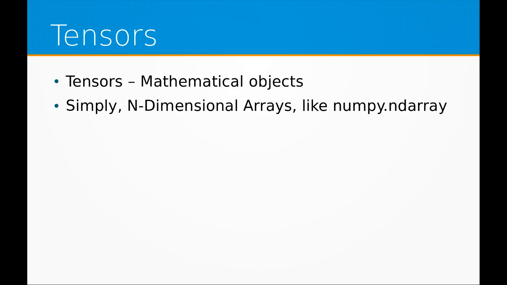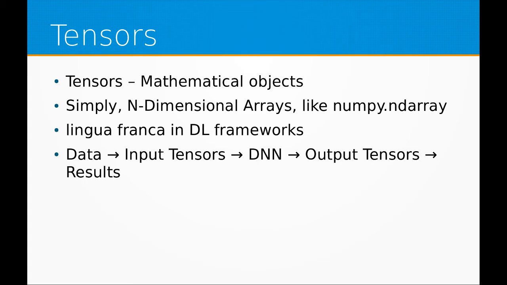So, ND arrays, tensors. If you've used NumPy, you would have seen numpy.ndarray, which you use to create arrays. This is a tensor implementation in NumPy, and like I said, it's the lingua franca in deep learning frameworks. Deep learning networks don't deal with images or audios. It basically follows this kind of flow. It starts with data: you have text, video, audio, and you convert them to tensors.